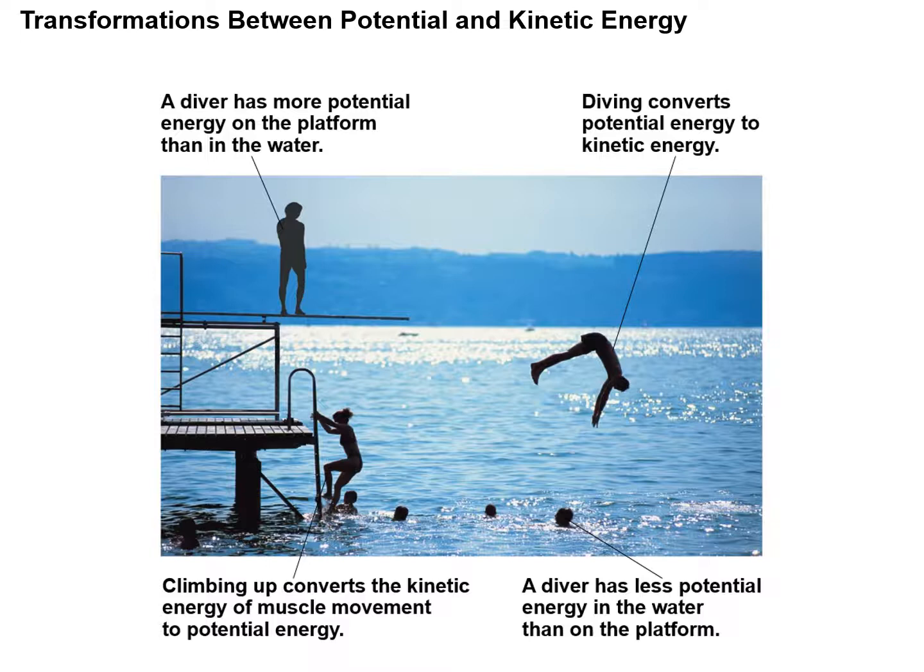The illustration uses a group of people swimming to give examples of transformations between potential and kinetic energy. The male standing high on the diving board has more potential energy than he has while in the water. The man diving into the water is converting his potential energy to kinetic energy, which is then transferred to the water as he enters it, resulting in splashing, noise, and increased movement of water molecules. Also, a small amount of energy is lost as heat due to friction. Now, once he is in the water, he has less potential energy than he did standing on the platform.